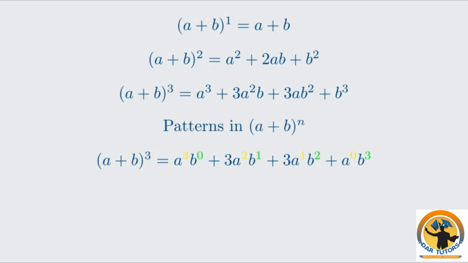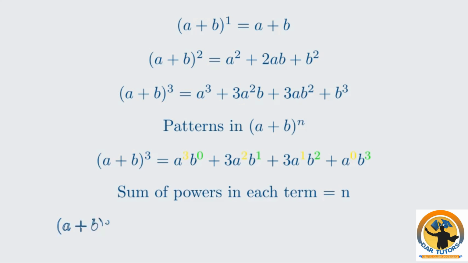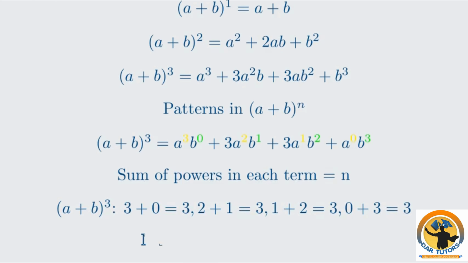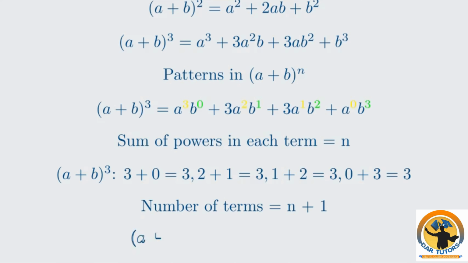Second, let's look at the sum of the powers in each term. For (a + b) cubed, the sum of the powers in every single term is 3. For (a + b) squared, the sum is 2. This sum is always equal to the original power, n. Third, let's consider the number of terms. For (a + b) cubed, there are 4 terms. For (a + b) squared, there are 3 terms. The number of terms is always 1 more than the power, n.